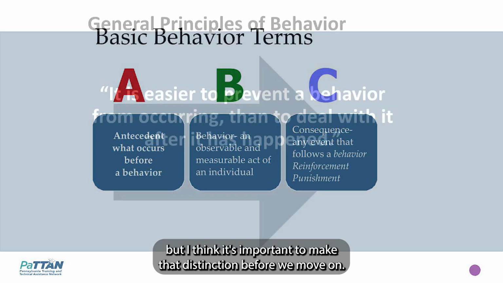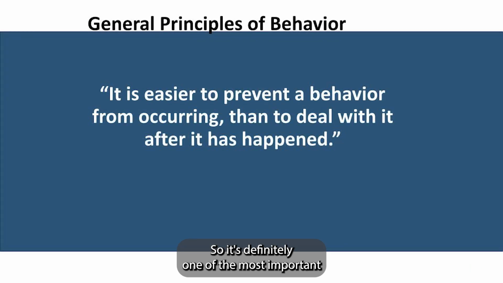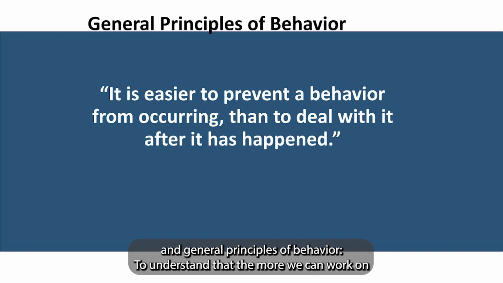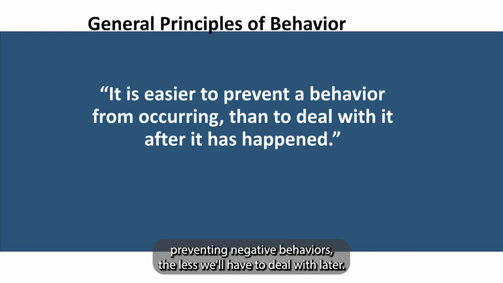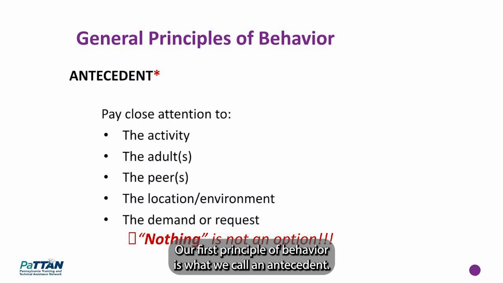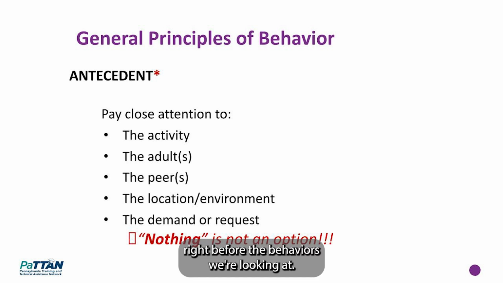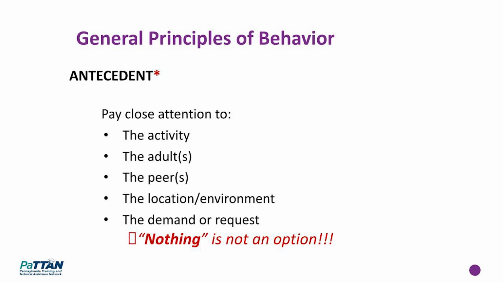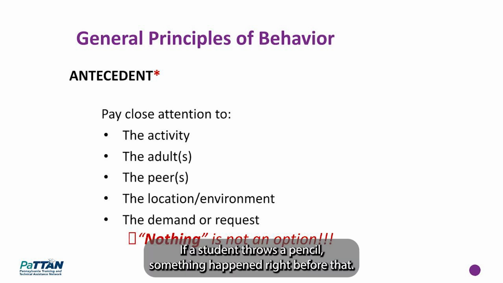So it's definitely one of the most important and general principles of behavior to understand that the more we can work on preventing negative behaviors, the less we'll have to deal with later. So that's always our goal. Our first principle of behavior is what we call an antecedent. Antecedents are the things that happen right before the behaviors we're looking at. If a student completes a task you've asked them to do, something happened right before that. If a student throws a pencil, something happened right before that.